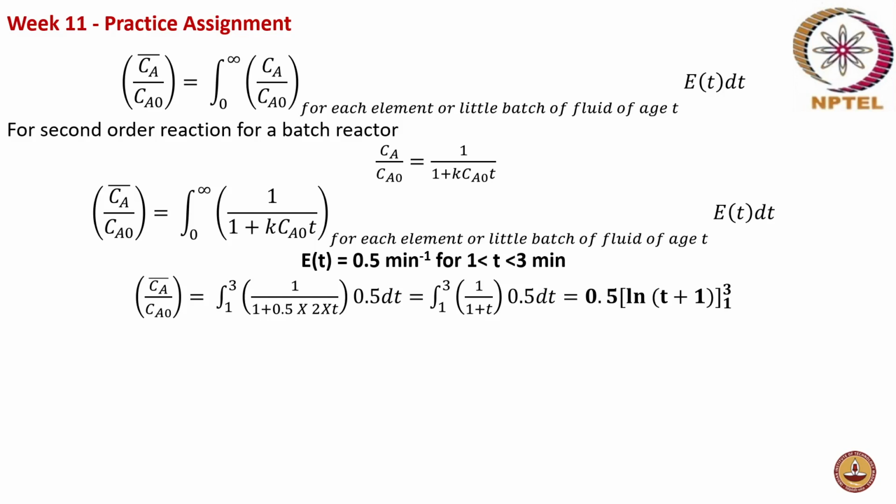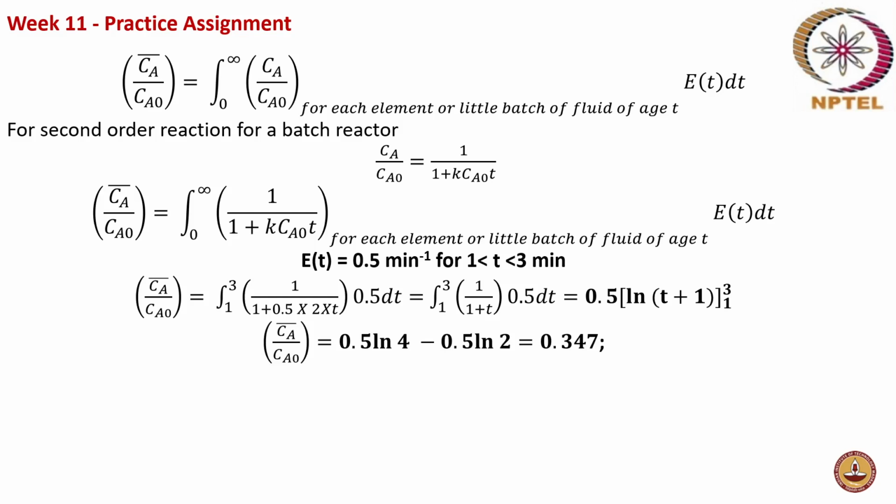Substituting all the values, you will have the integral from 1 to 3 of 1 divided by 1 plus K, the reaction rate constant 0.5, multiplied by Ca0, which is 2, into t, multiplied by E of t. E of t is 0.5 for the range 1 to 3, so 0.5 into dt. This gives the integral from 1 to 3 of 1 divided by 1 plus t, into 0.5 dt. The integration of 1 divided by 1 plus t is ln of 1 plus t, between the limits 1 to 3.